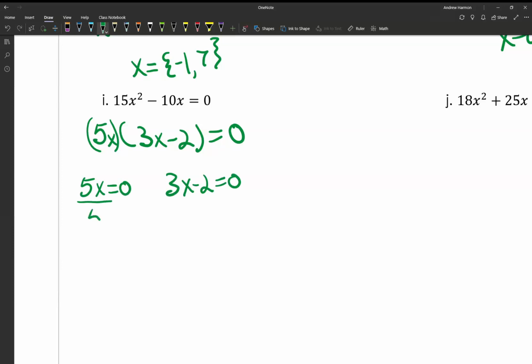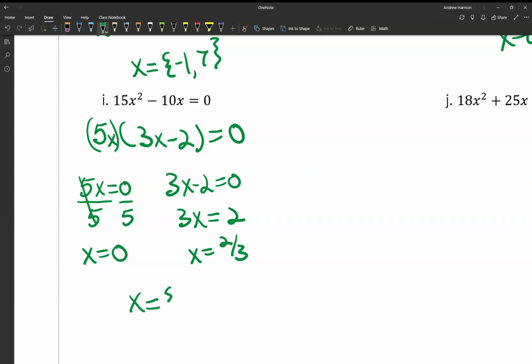This one I divide both sides by 5. I'm left with x is equal to 0. And this side I'm going to add 2 and divide by 3. And I get x is equal to 2/3. So my solutions are 0 and 2/3. That's it for that one.